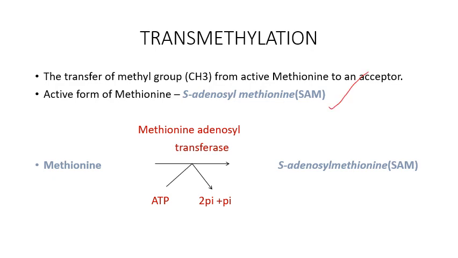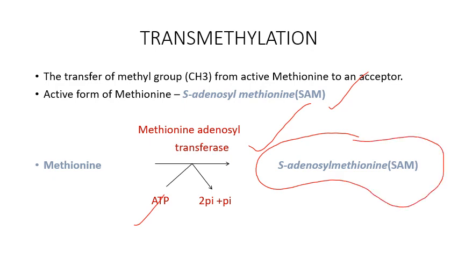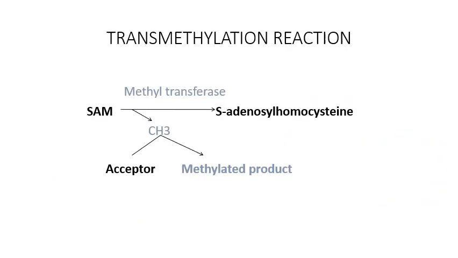So the methyl group of methionine becomes available for transmethylation only in an active form, that is S-adenosyl methionine. The synthesis of S-adenosyl methionine is done with the help of two things. One is the enzyme methionine adenosyl transferase, with the hydrolysis of an ATP molecule. So the adenosyl group from ATP will be transferred to methionine, and the synthesis of active methionine, or S-adenosyl methionine, occurs.